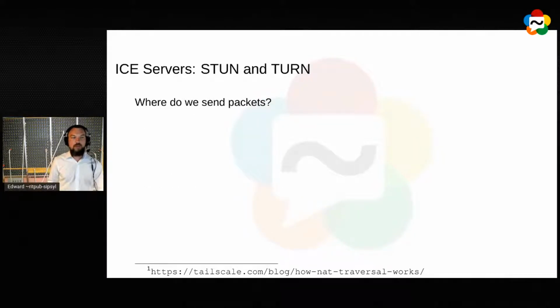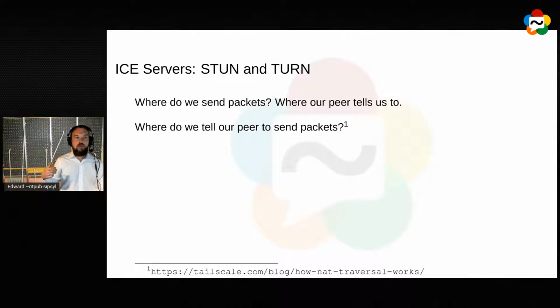So we'll talk about ICE servers a little bit first. And these, again, help us answer the question, where are we going to send packets? The answer is we're going to send them where our peer tells us to. This is, again, a bit of a chicken and egg, but we'll get there in a minute. But it asks the reciprocal question, where do we tell our peer to send packets? So what's our public internet address?